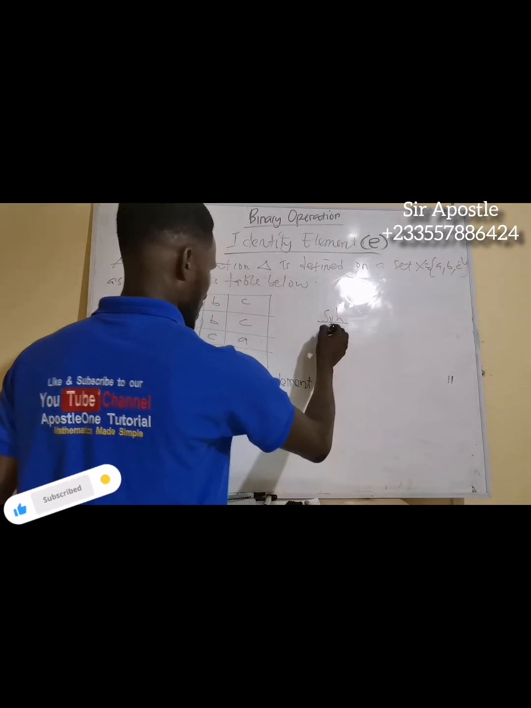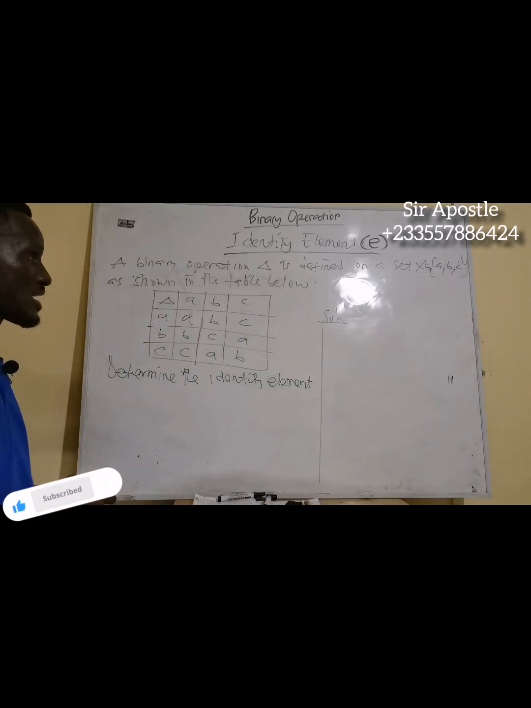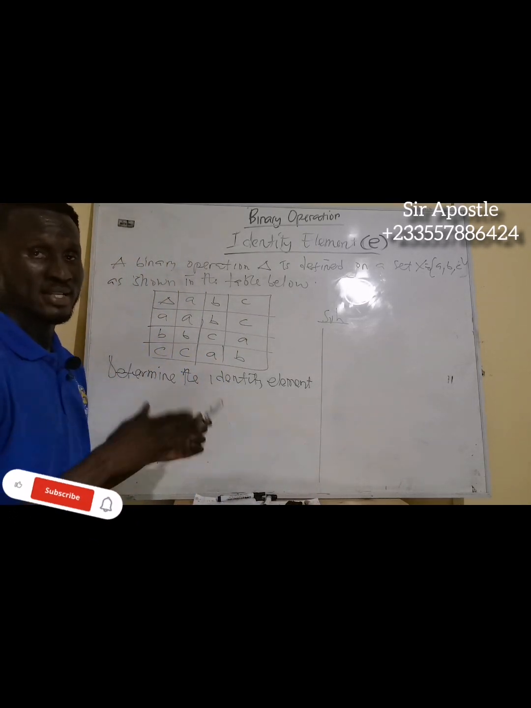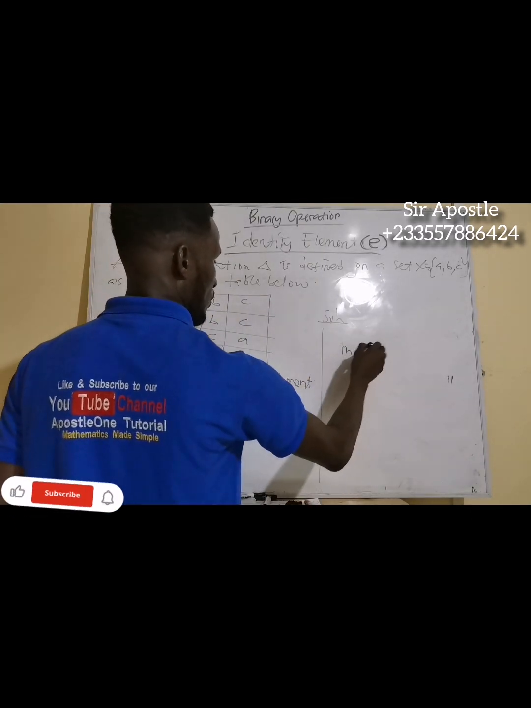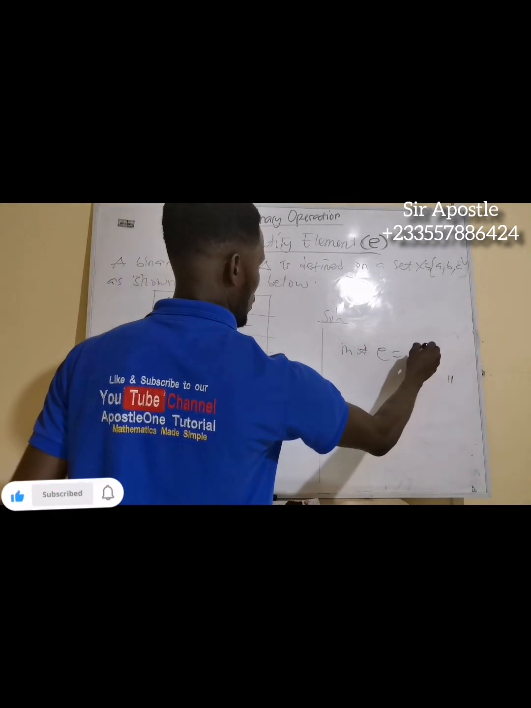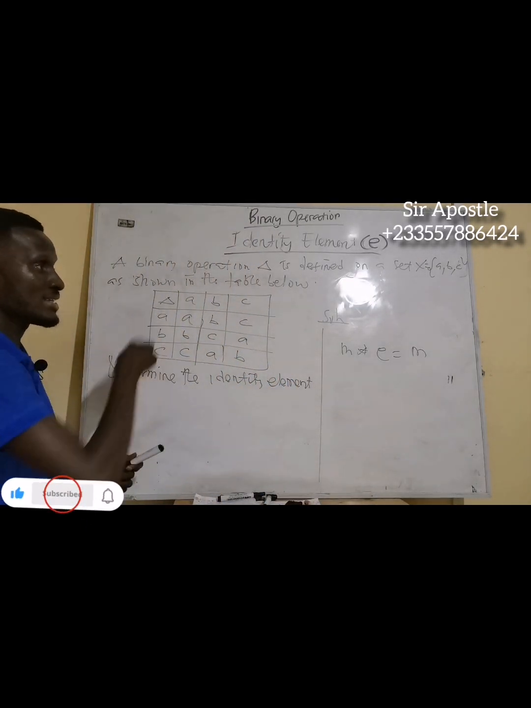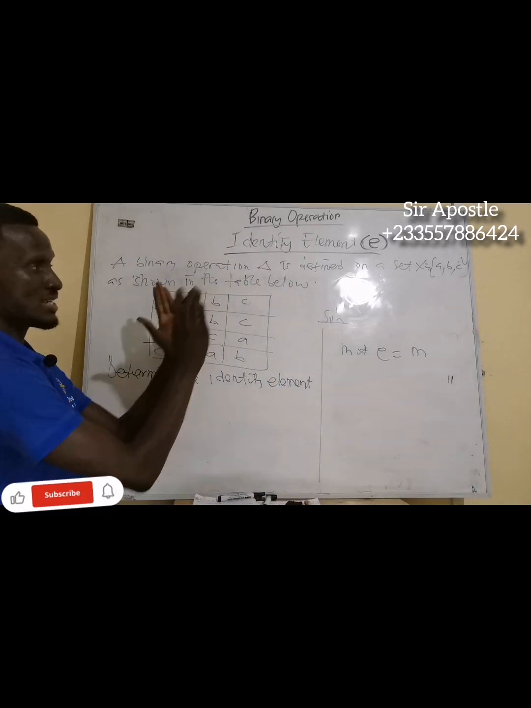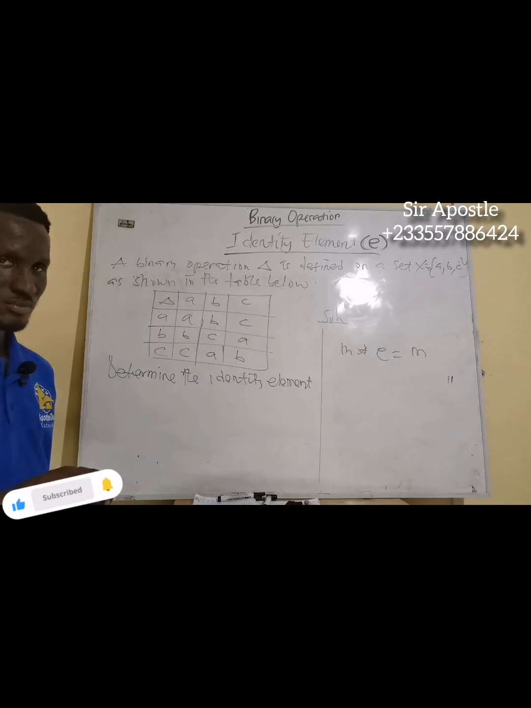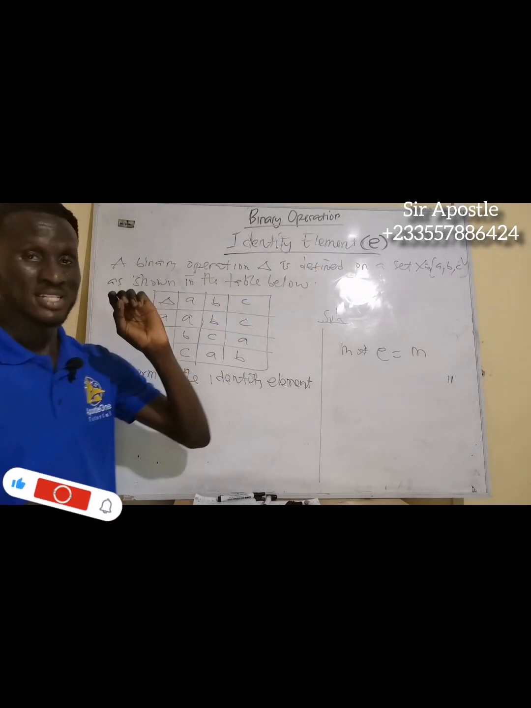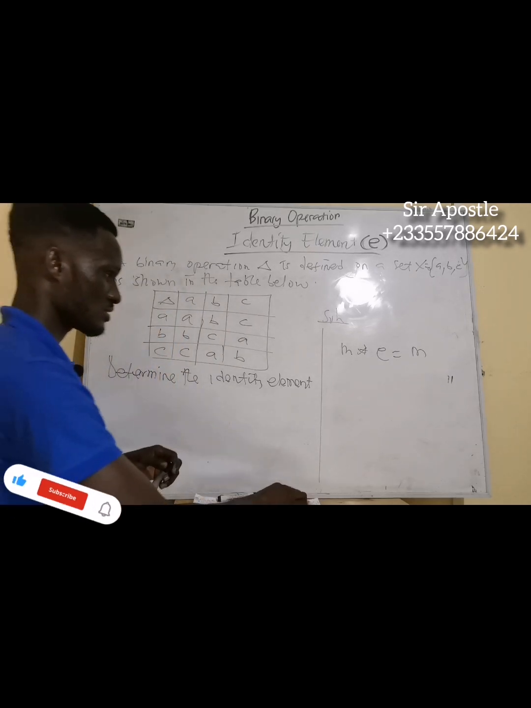Solution. The concept here is that anytime you perform an operation on identity element, you have to get a particular element. So if I have M operation identity element, I'm supposed to get M. And that is how we can determine the identity element here. A set has a fixed identity element. It can't have two identity elements.